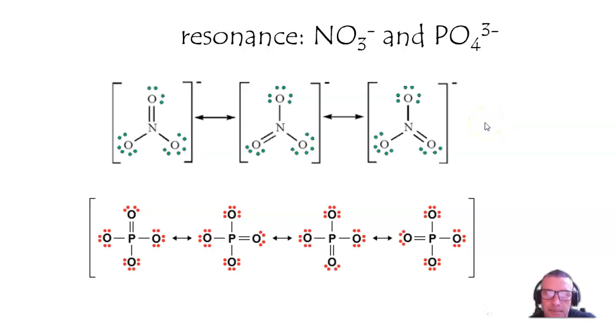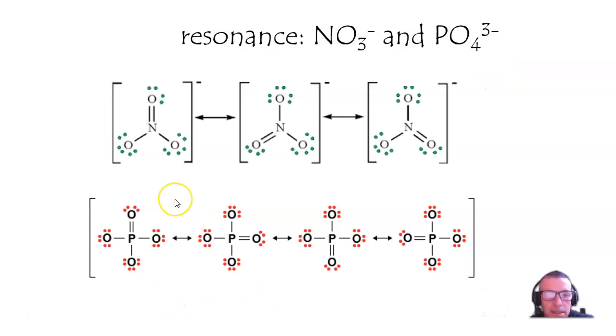Hey, let's take just a minute to consider resonance structures. We're going to look at two examples. This is the nitrate ion, NO3 minus. This is the phosphate ion, PO4 3 minus.